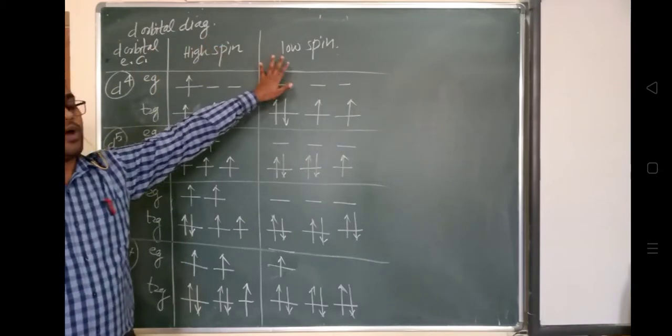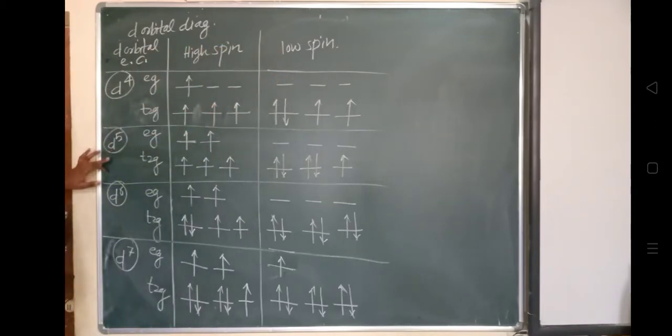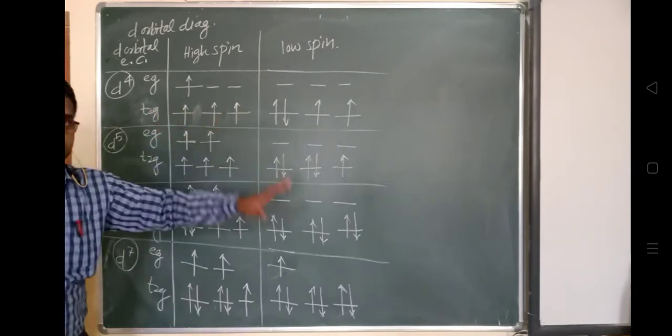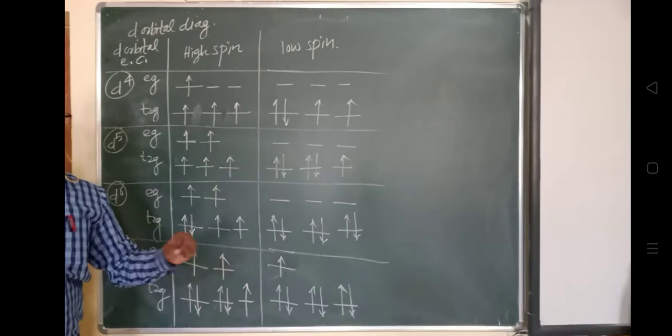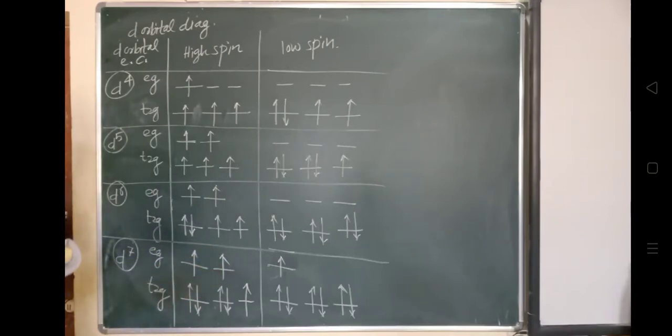Why are we drawing only for d4, d5, d6 and d7? Because they will show low spin and high spin. Other orbitals will not show this. Other configurations cannot be distinguished on the basis of low spin and high spin, but these d4, d5, d6 and d7 will be distinguished between high spin and low spin.